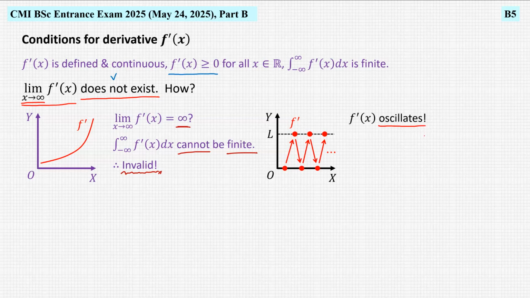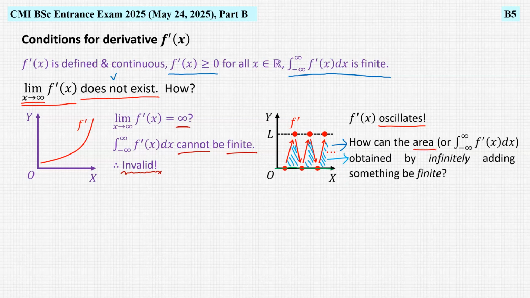two finite values. In this case, the limit at infinity also does not exist because the function never approaches a single value. But this does not automatically guarantee the finite area condition. Even for the example in the figure, where the lower bound is the lowest possible value 0, we still add up some areas, actually infinitely many chunks of areas when we are integrating all the way up to infinity. So how can the area obtained by infinitely adding up something lead to a finite value?